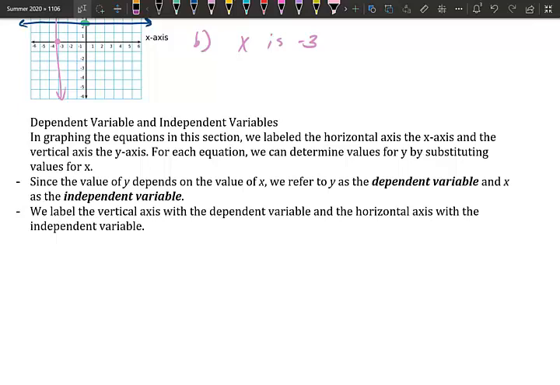Without your mom, there is no you. You are dependent on your mom. That's the same meaning.